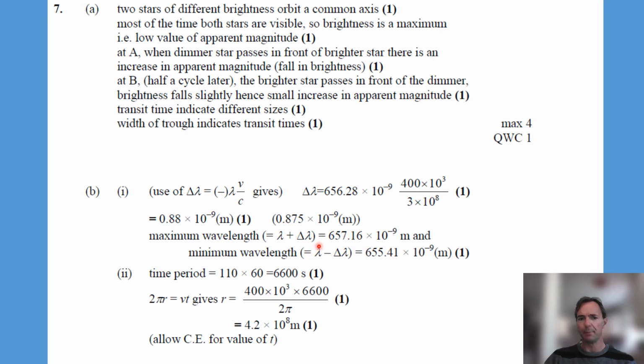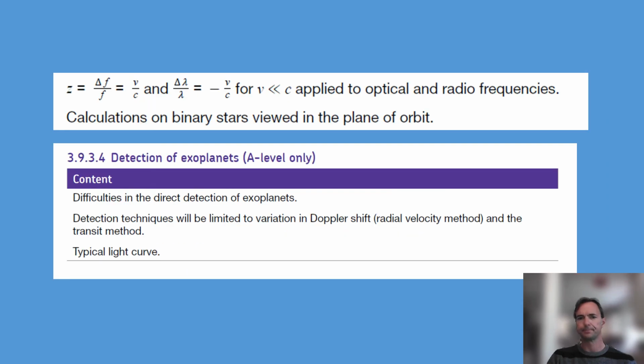Minimum wavelength is there. Maximum wavelength is there. So a little bit above, a little bit below, and then of course you end up with a radius there of 4.2 times 10 to the power of 8 meters, which is 100 million meters, which is about right for a binary system. So there you go. Pause the video if you need to do that again and try and work out what on earth's going on from the mark scheme. But the mark scheme is really quite good, quite complete.